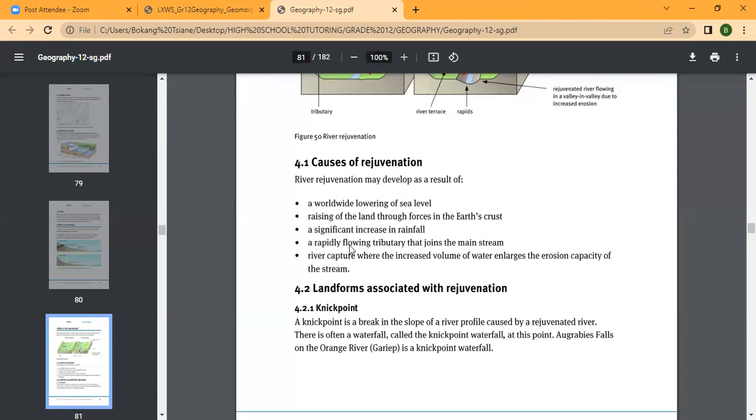And then if we have a rapidly flowing tributary that joins the main stream, then the velocity of the river will increase. And then river capture, where the increased volume of water enlarges the erosion capacity of the stream. So what this means is that if we have a small river flowing here, and then another one joins it, then we're going to have a wider river, and then wider effects of erosion, and as a result, the river will be rejuvenated.